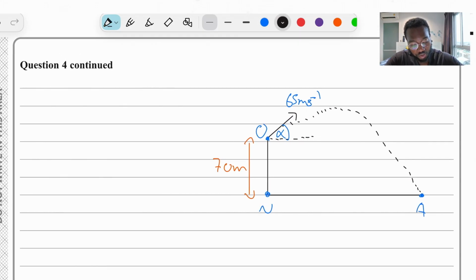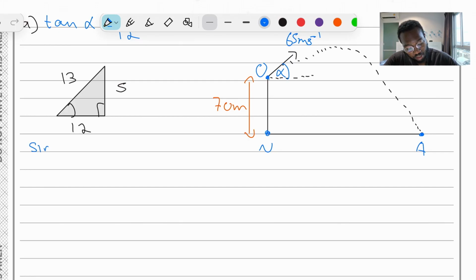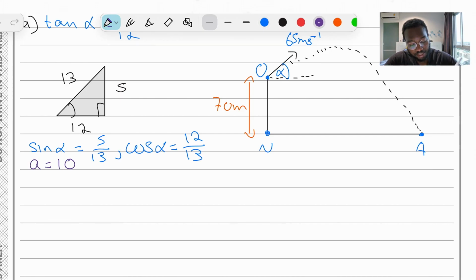So for this question, okay, we know that tan alpha, they tell us, is 5/12, which means that if we draw this a 5 here, that would be a 12 here. Pythagoras theorem, we'll get a 13 here. So we know that sine alpha is going to be 5/13, and cosine alpha is going to be 12/13. And just so I don't forget, we know that a is equal to 10 in this case. Just remember that it's not 9.8, it's going to be 10 in this case.